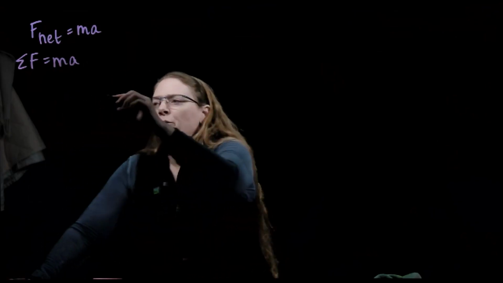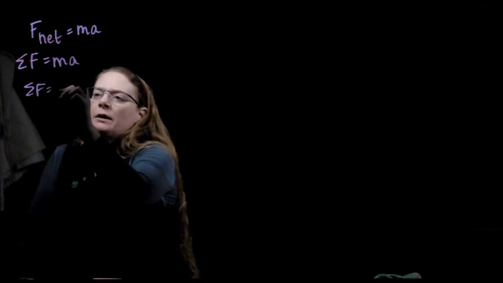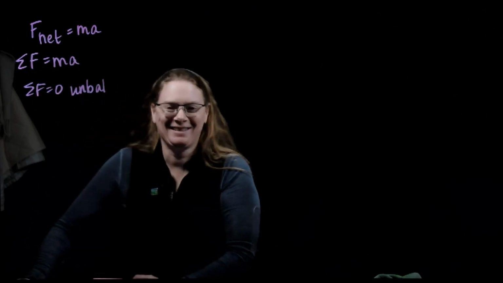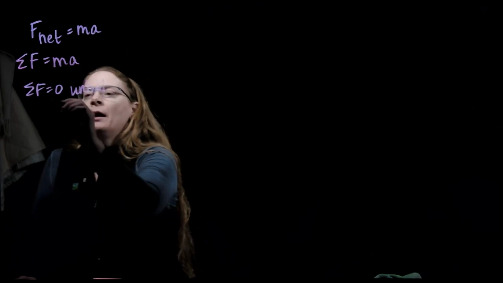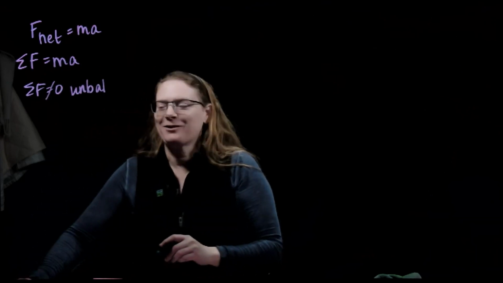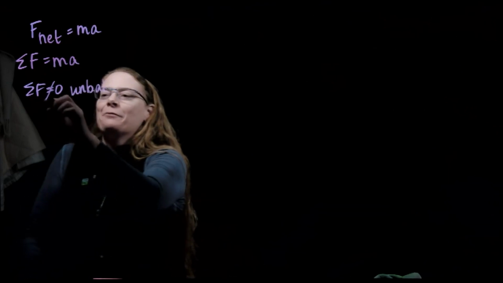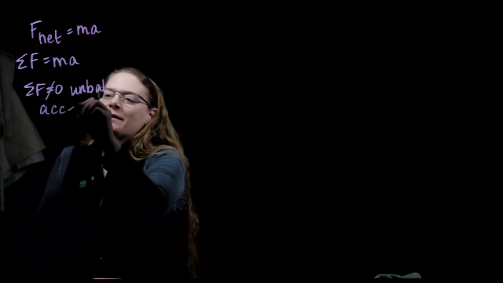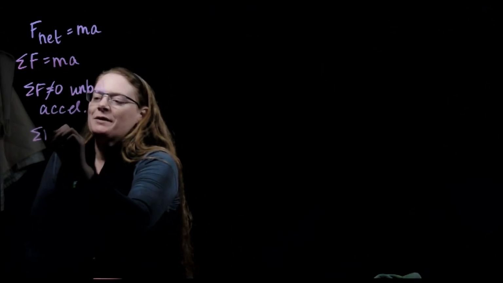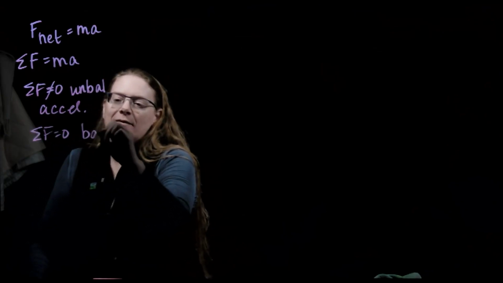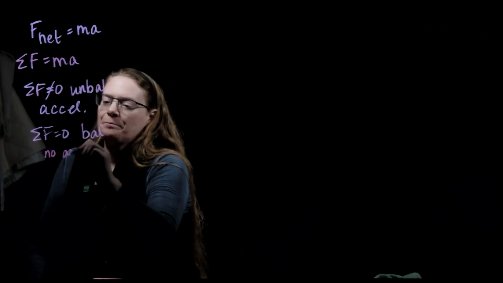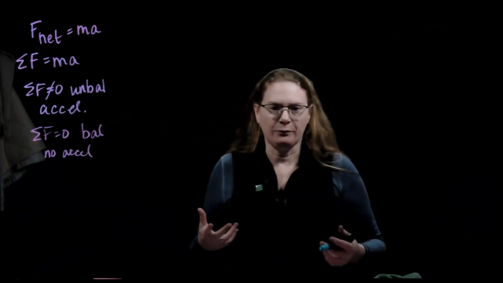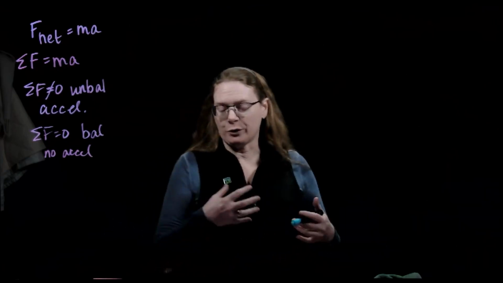If the sum of the forces does not equal zero, we have unbalanced forces. The object is accelerating. If the forces add up to zero, they all balance out. There is no acceleration. So let's see how we could use this to figure out something about the forces if we know the object's motion.